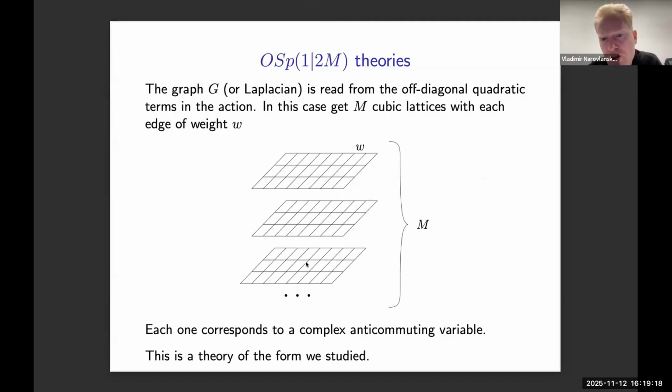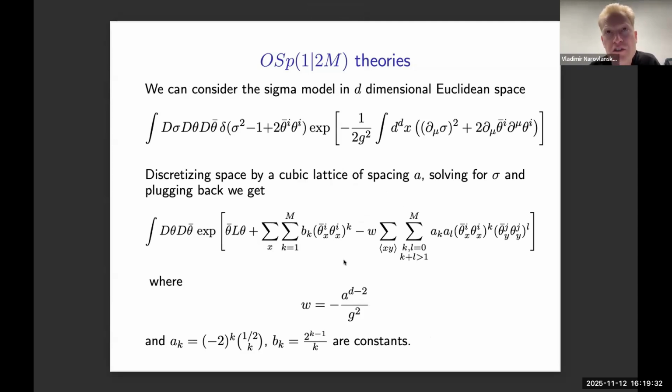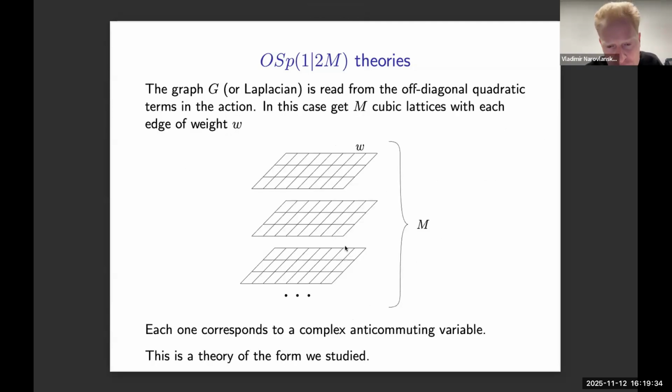So you're going to get M copies of the cubic lattice. The different copies are not connected by an edge, and in each copy the edges have the same weight W, which is related to the coupling as I wrote here, minus 1 over G squared. So basically you have one copy of the lattice for every complex anti-commuting variable. Now you can apply the result that I mentioned, so you can give both the random forest description and the Potts description, living on this graph, of the OSP 1 to M theory.